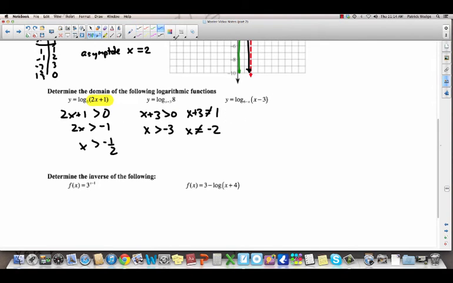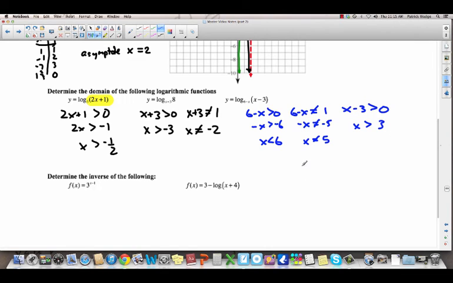Okay, the last one, let's use a different color. There's two things in here. First of all, the base, 6 minus x, has to be greater than 0, and it also has to be not equal to 1. And then the argument, x minus 3, also has to be greater than 0. So let's solve this. Take away 6 from both sides, you get negative x is greater than negative 6. Divide both sides by negative 1. Oh, that's going to flip the sign around. You get x is less than 6. Subtract 6, you get negative x is not equal to negative 5. Divide them both by negative 1, x is not equal to 5. Add 3 over here, x is greater than 3.